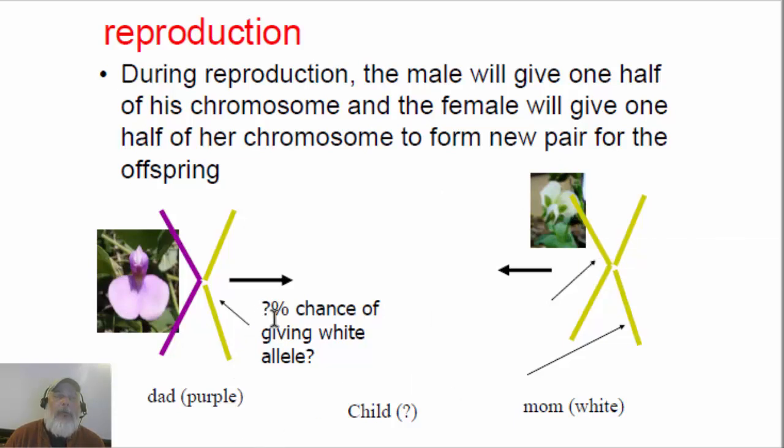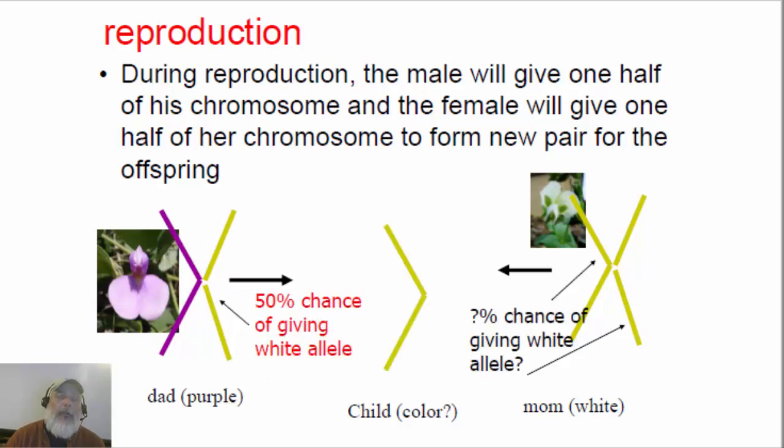Now, what do you think would be the percent chance of giving a white allele? Dad is going to give one of his two alleles for flower color. He could give either this one or this one. What is the percent chance of giving the white allele? Well, it's 50-50. It's either this one or that one. It's either heads or tails. So 50-50.